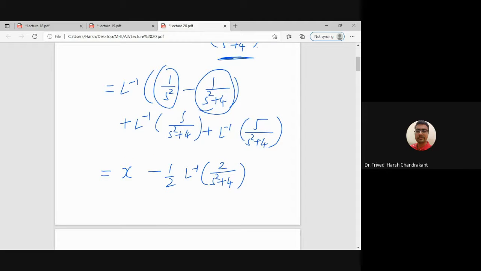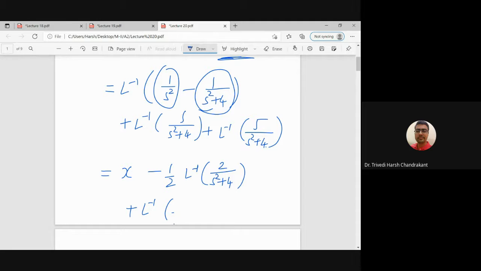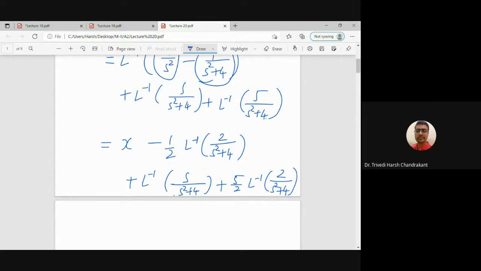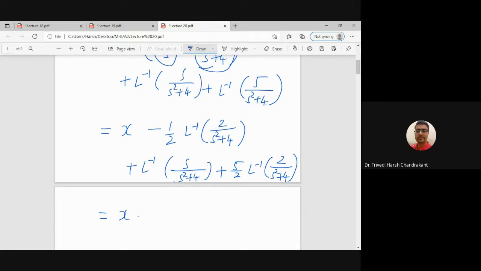Let us write one more step. This we already know, s divided by s square plus 4, and the last term again we need to convert into sine. So we will have 5 by 2 L inverse of 2 divided by s square plus 4. Correct. So now we can simply write down this is nothing but sin at, where a is 2.